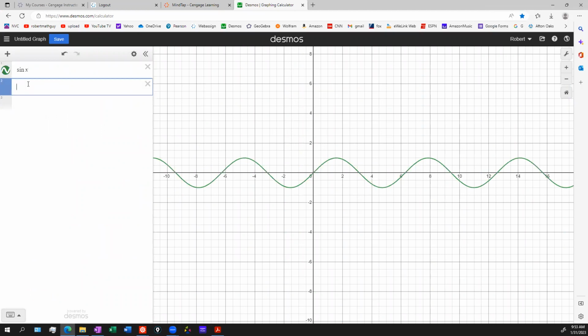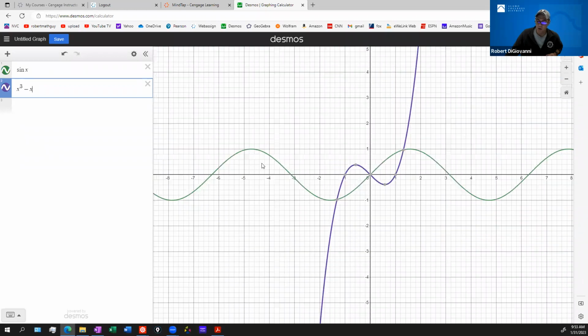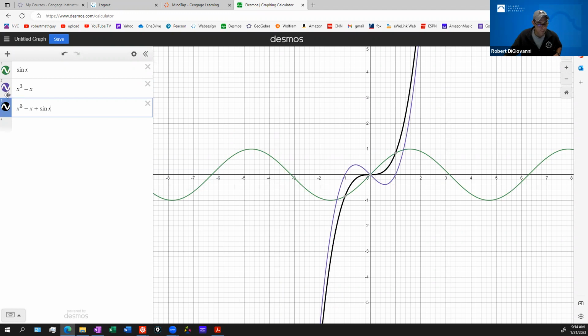Okay, I'm going to draw you another one, x cubed. Let me do x cubed minus x there, a little more interesting. Okay, so those two functions by themselves are continuous. Now let me add them together. So what if I did x cubed minus x, and then I added to it the sine x function? That's the one in black. Does that look like it's a continuous function? Still looks like you can draw it without picking up your pencil, right?